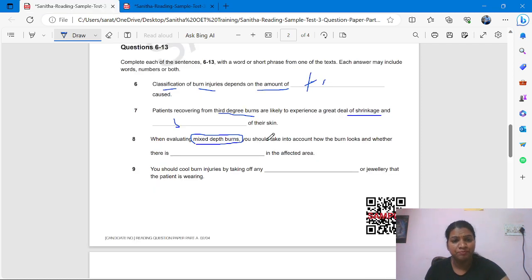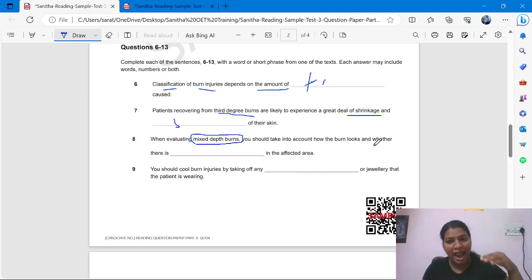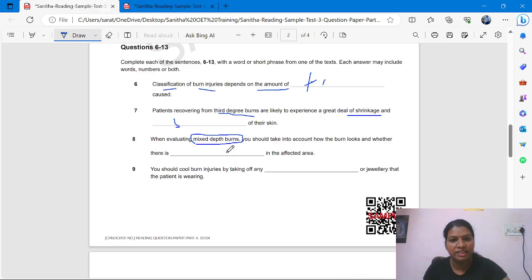What is the question? When evaluating mixed depth burns, you should take into account how the burn looks. That is appearance. How the burn looks and whether there is presence of sensation. What is the answer? Whether there is sensation. We have to write sensation here.